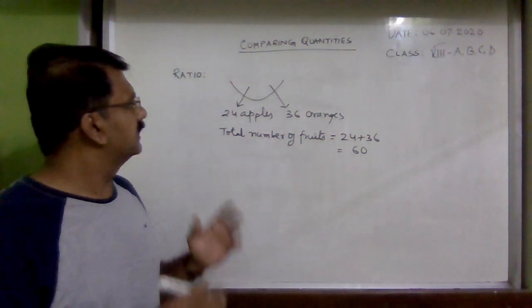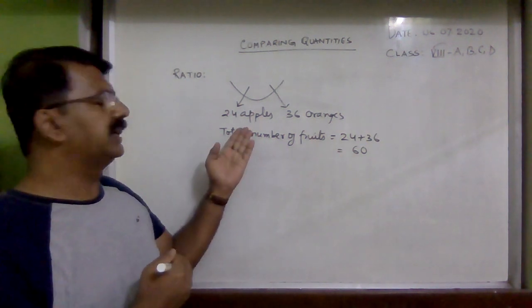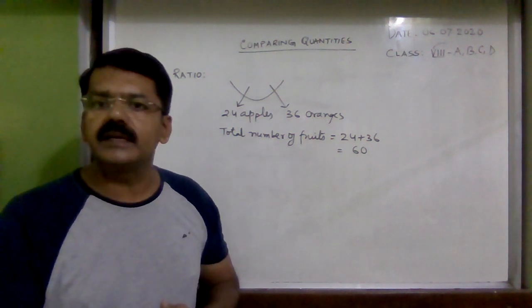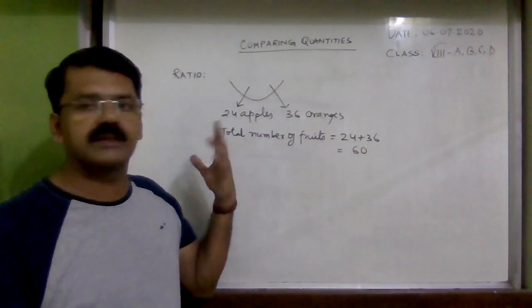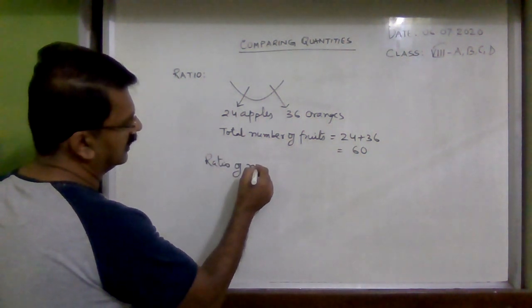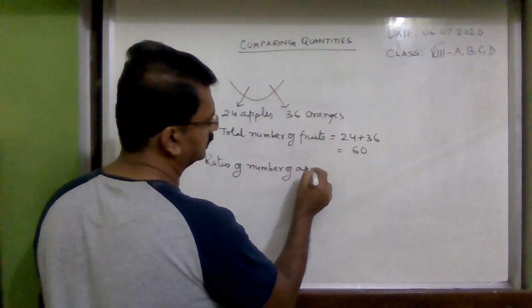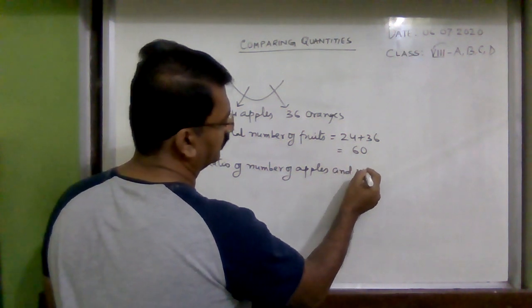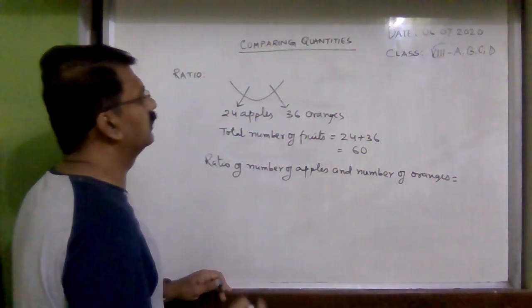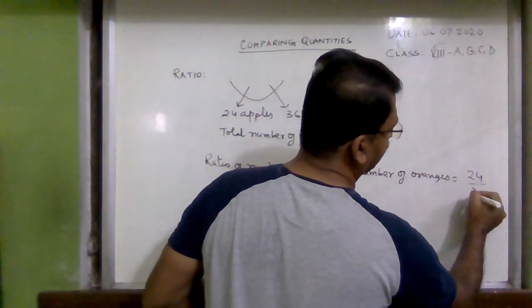Now, to compare the number of apples and the number of oranges, although we can easily see that there are fewer apples and more oranges, to understand this mathematically, we find the ratio of the number of apples and the number of oranges. The number of apples is 24 and the number of oranges is 36. So you write 24 upon 36.